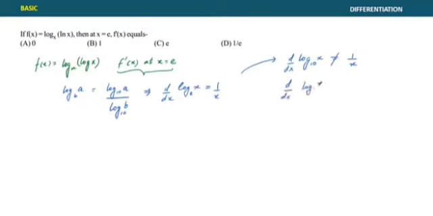So if you want to do this, you will have to change the base. You will write log x with base 10 as log x to the base e divided by log 10 with base e. Now this is a particular constant. It can be taken outside the derivative. It has no role to play inside the derivative.